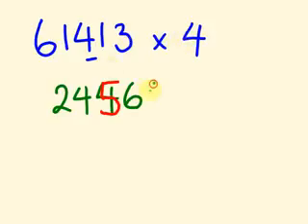1 times 4 is 4, and then 3 fours are 12. So the 2 is going to go there, and the 1's going to get carried across. And that will also become a 5.